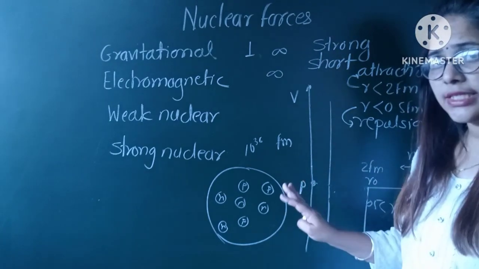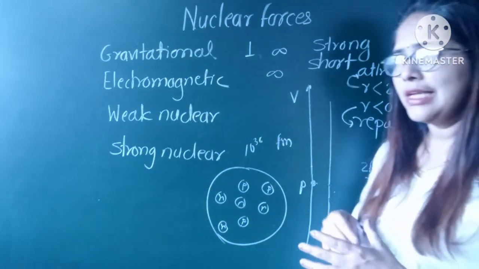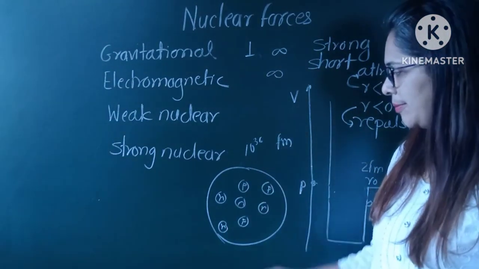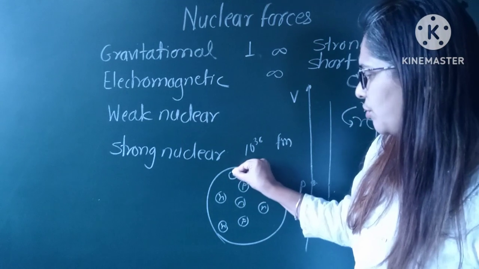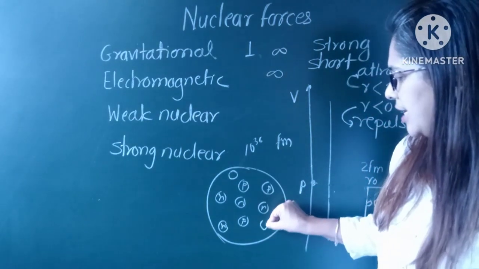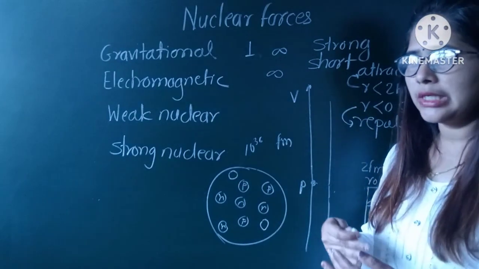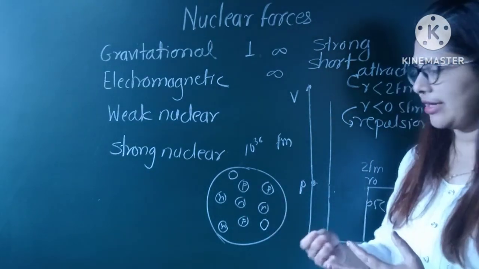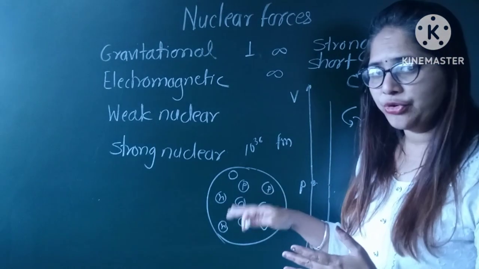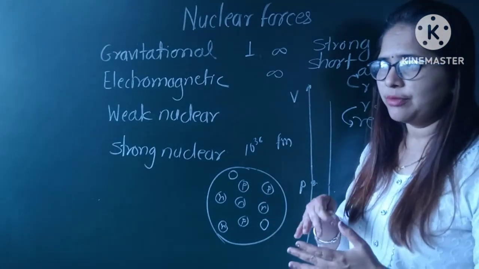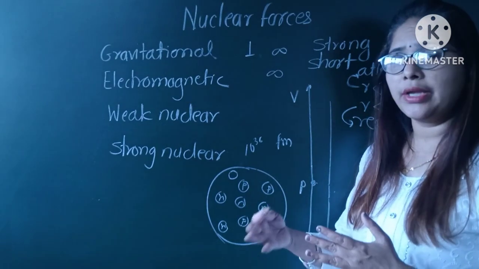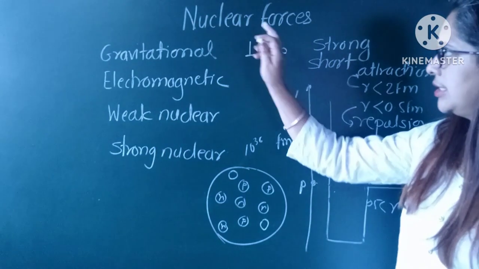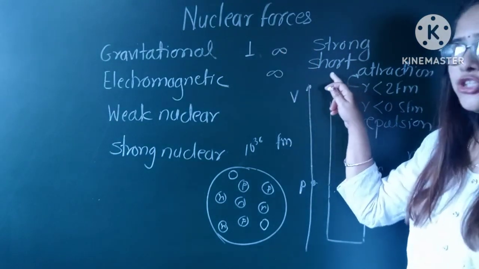The distance is in femtometers, and the range of the attractive force is 0.5 femtometer to 2 femtometer. The binding energy which holds these nucleons together is directly proportional to A and not A square. That's why each proton cannot attract each and every proton or neutron inside the nucleus. Therefore, the binding energy is directly proportional to A and not A square. So this is the nature of the nuclear force. It is a short range force.